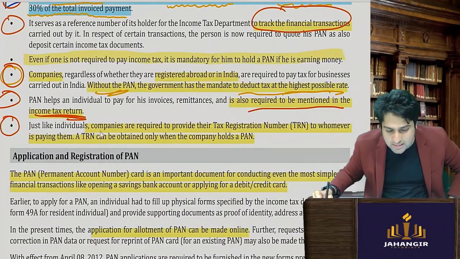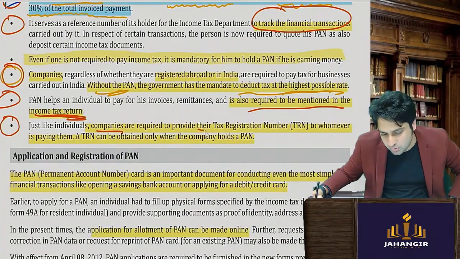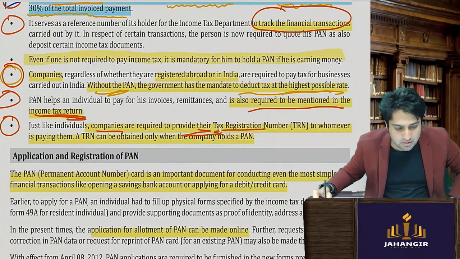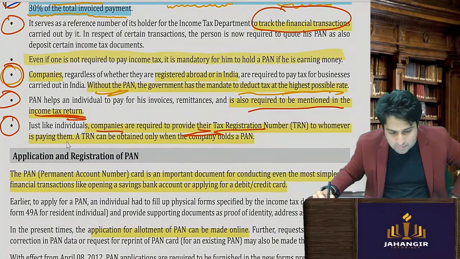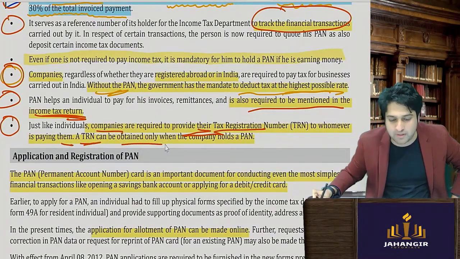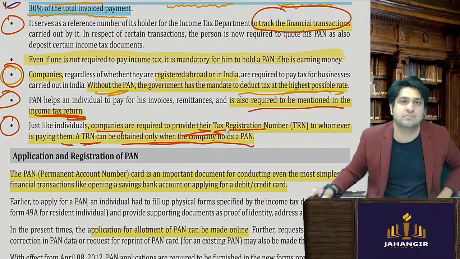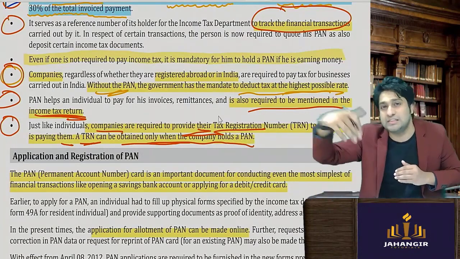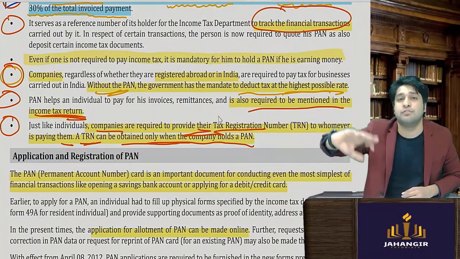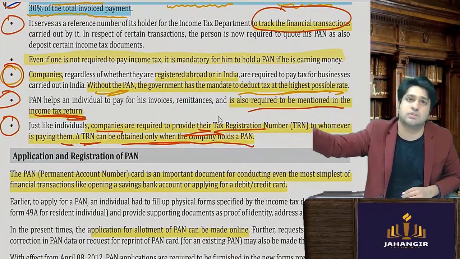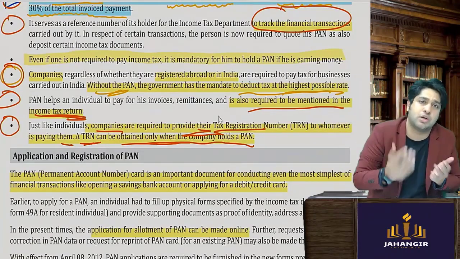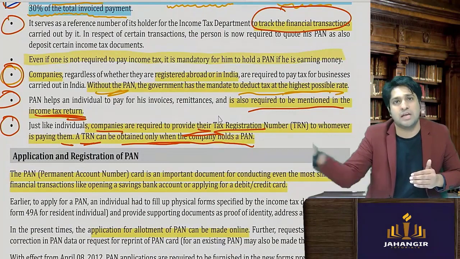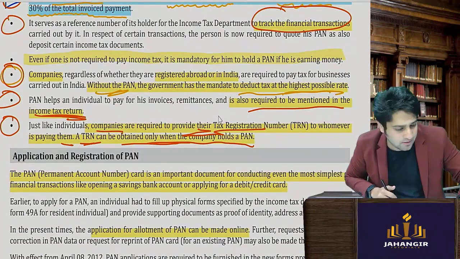Just like companies are required to provide their TAN number to whomever they are paying, a TAN number can be obtained only when you are holding a PAN. Means if you want a TAN, we'll see what it is in the next topic, if a company or a person wants a TAN, he has to quote a PAN. So if you want that, you need this too; this is also a requirement.